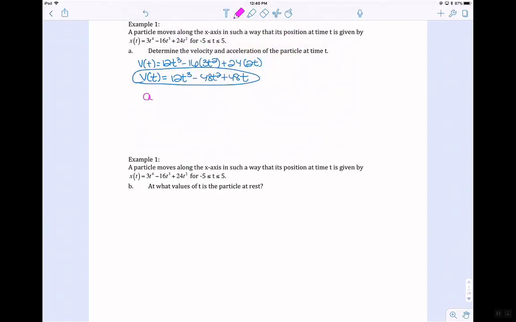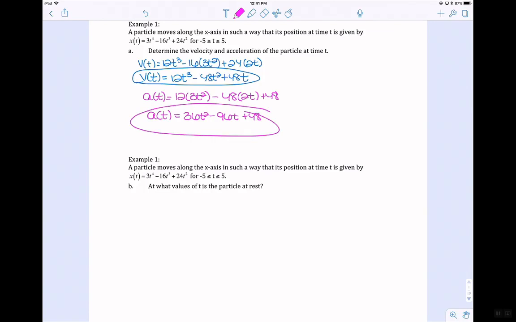My acceleration equation is, take the derivative again. So you get 12 times 3t squared minus 48 times 2t, and then plus 48. So acceleration is 36t squared minus 96t plus 48. Okay. At what values is the particle at rest?